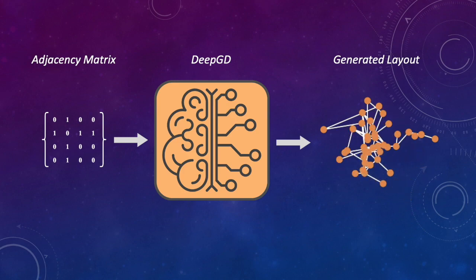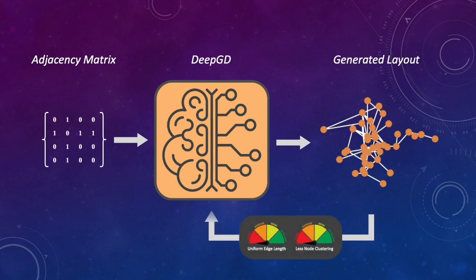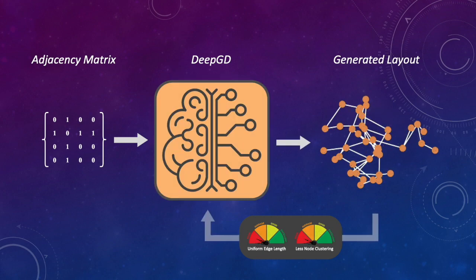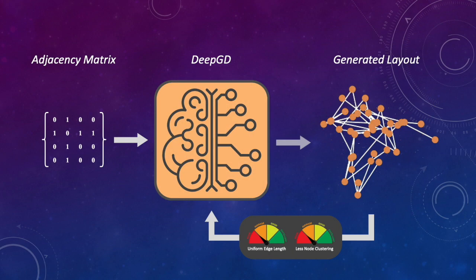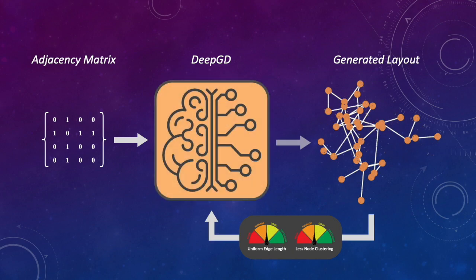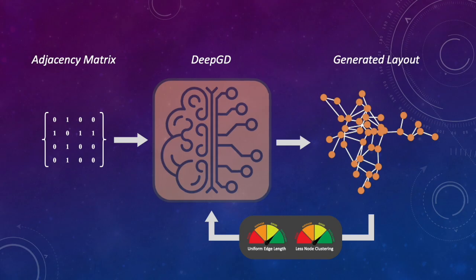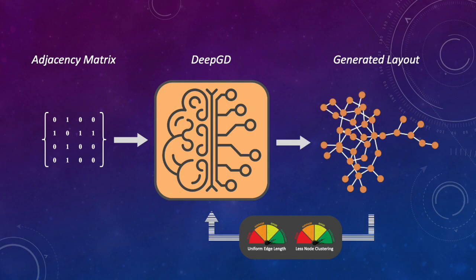better next time. For example, if the user prefers graph layouts with uniform edge length and less node clustering, these two aesthetic aspects will serve as guidance for DeepGD to learn drawing graphs. After millions of times of practicing on tens of thousands of graphs, DeepGD becomes an expert in drawing arbitrary graphs.